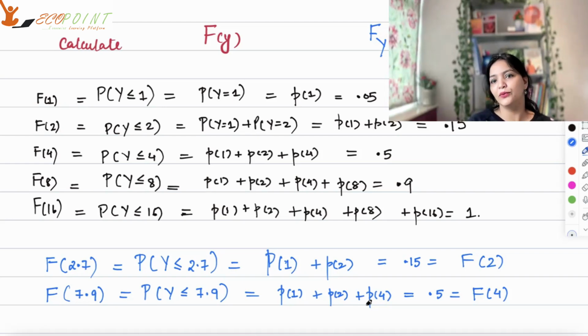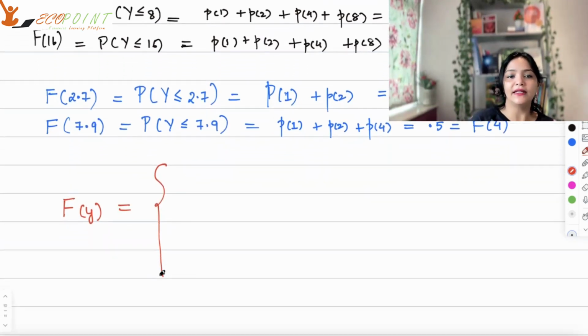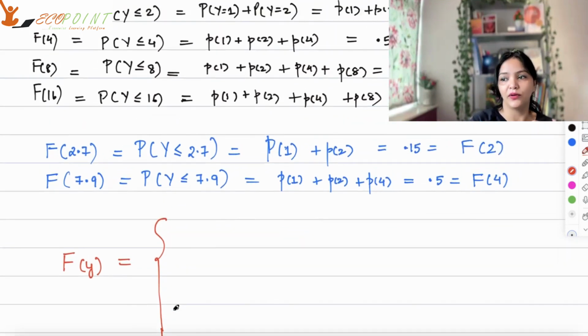So with this, you can actually now learn how to create capital F as a function. How do you denote capital F as a function? In our case, our random variable was y, so let's take capital Fy. When I say as a function, I mean in the entire domain, how do you define your function? So what I can do is divide my domain into certain subdomains. The values y is taking are 1, 2, 4, 8, 16.